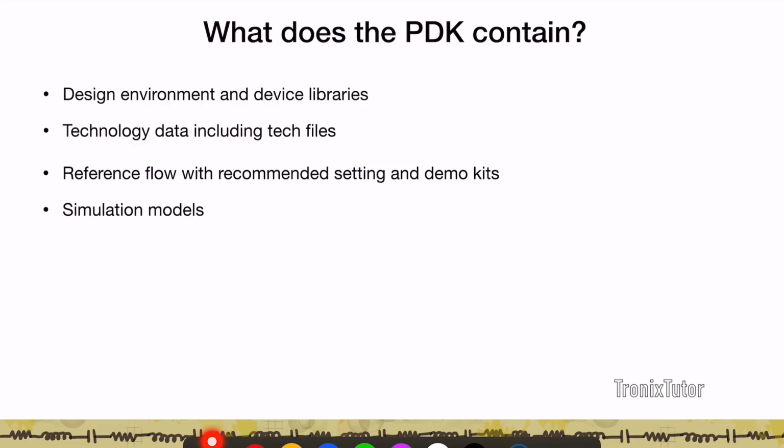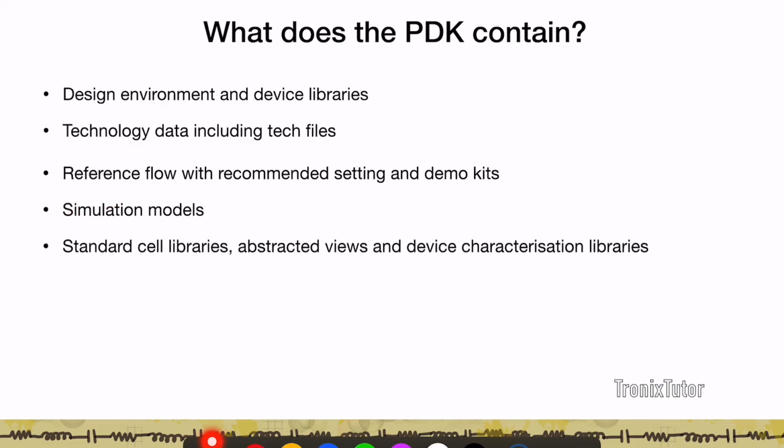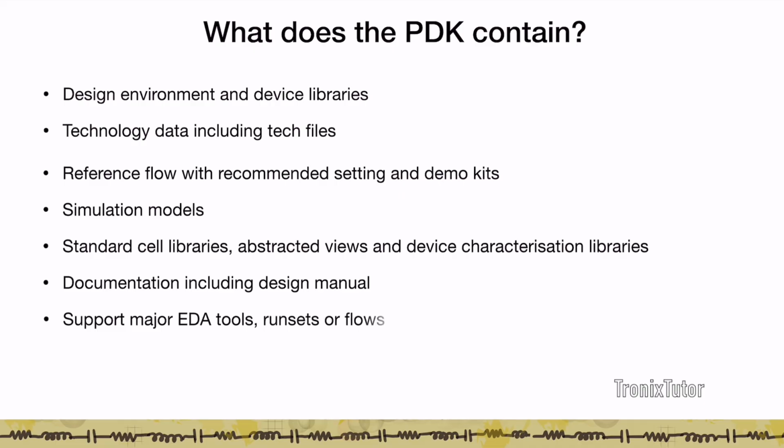It also contains simulation models. It contains standard cell libraries, abstracted views, and device characterization libraries. And all these are important to ensure that your circuit works, or you use these to design a circuit that will actually work. And very importantly, it contains what is known as a design manual, which is going to contain all the rules and all the process related information and all documentation necessary to ensure that your design is foolproof before it goes into the foundry.